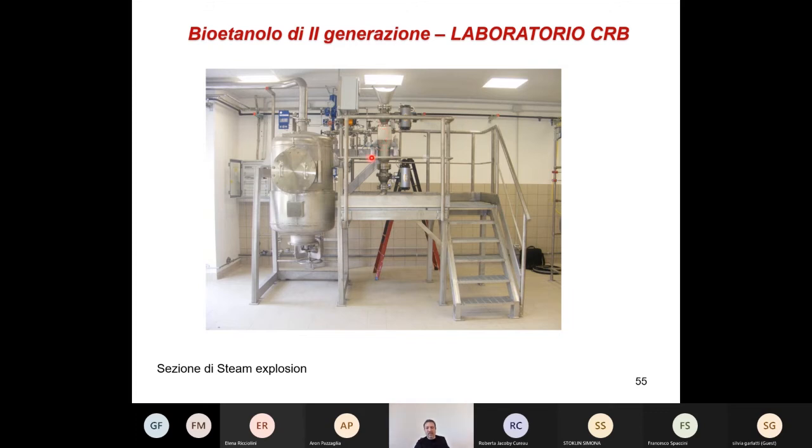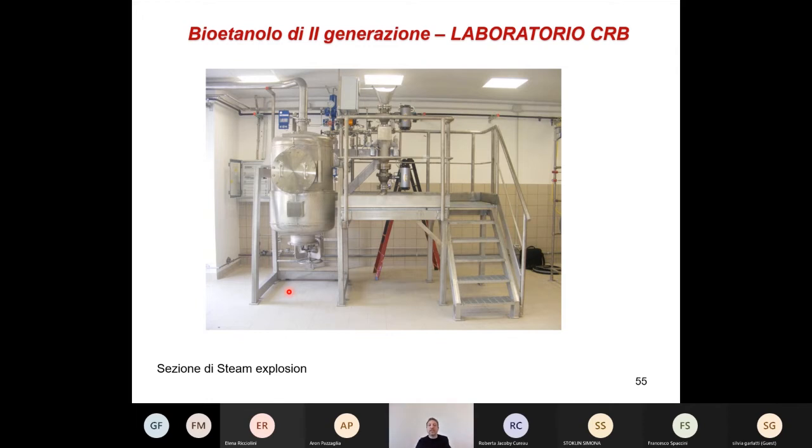Then there is a valve that you open after some minutes, and there is a very important explosion. It's an explosion you can also appreciate if you are present when this pretreatment is working. And this is the part where the explosion is completed. And from here, you collect the solid and liquid fraction, and you can also separate these two fractions.